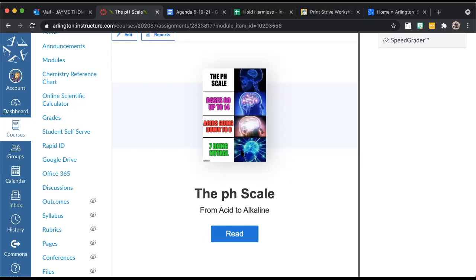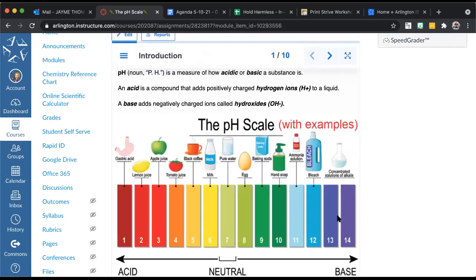And so you can see this meme here. So you have the pH scale. Bases are going to go up to 14. Acids are going to go down to 0, and right smack in the middle at 7 is neutral, which is where we find pure water.